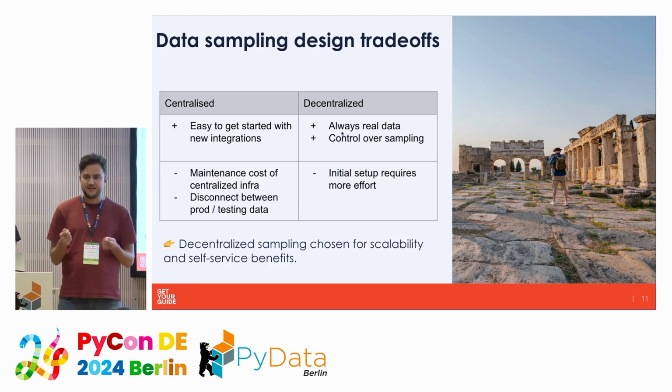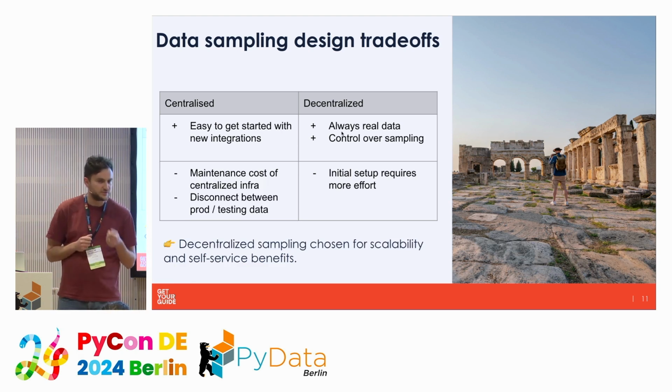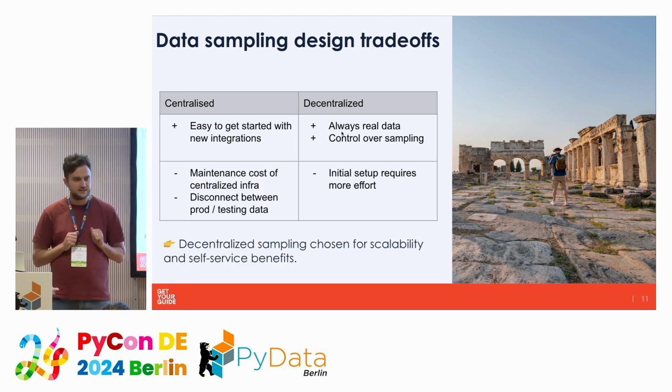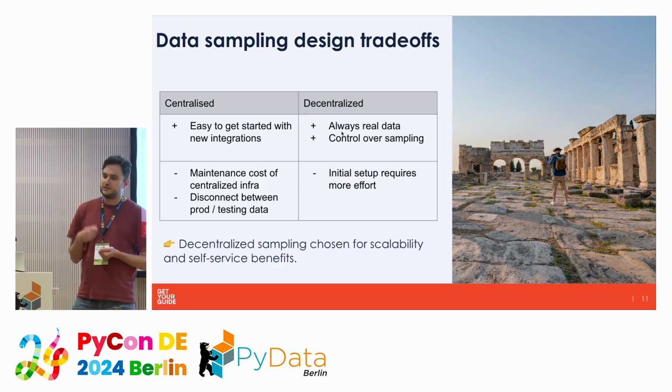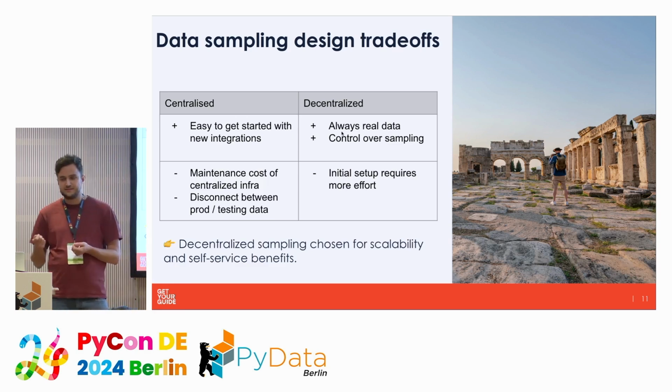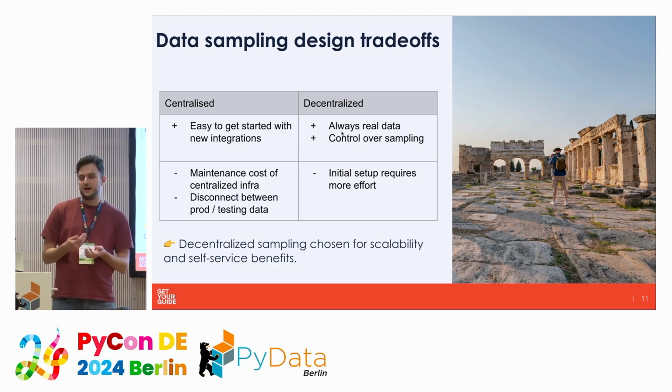There are pros and cons, as with everything in engineering. The centralized option is much easier to get started with for a new integration. You just create a new project, change the database name, and that's all you have. But the cost of that is maintaining a centralized infrastructure. You have to have somebody to take care of it. And once again, you have this problem that Theo mentioned, the disconnect between the data in production and testing. So we decided to analyze the decentralized option. The pro is that you always have the real data flowing through your system. You have control over sampling in your system, but the con is that there is a much heavier setup to get started, to create your own sampling logic.